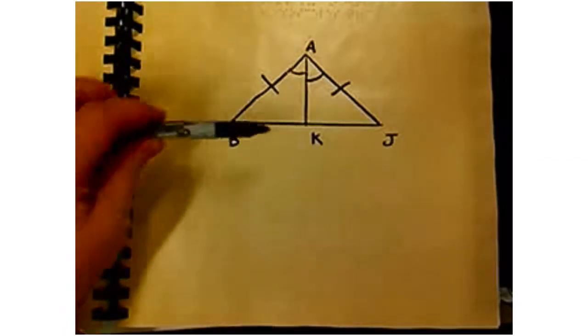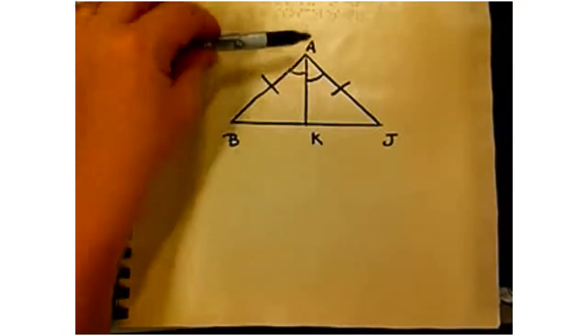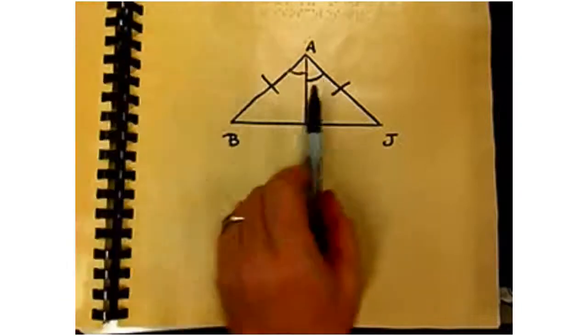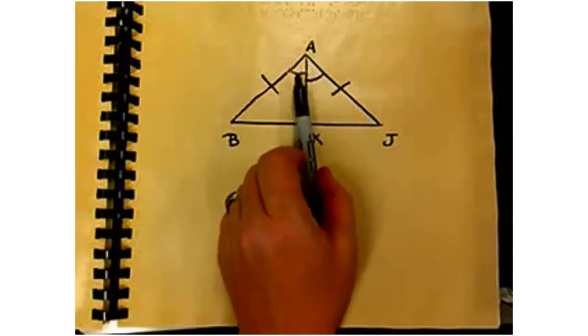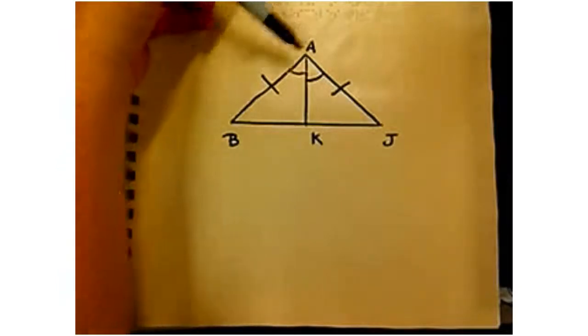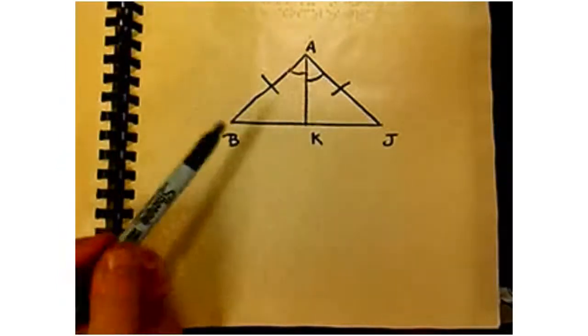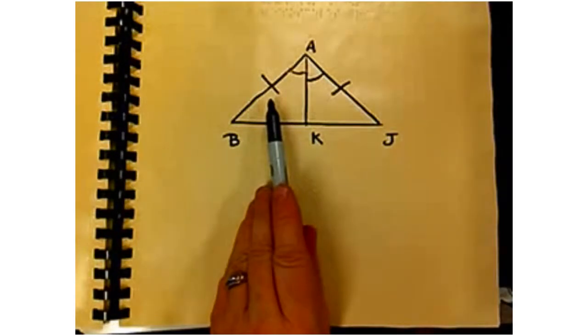So this is indicating to you that AK is an angle bisector, because we have two congruency tick arcs, showing that vertex A is being divided up equally. It's also showing you that this is an isosceles triangle because your legs, AB and AJ, are congruent with those tick marks. So we have an isosceles triangle here.